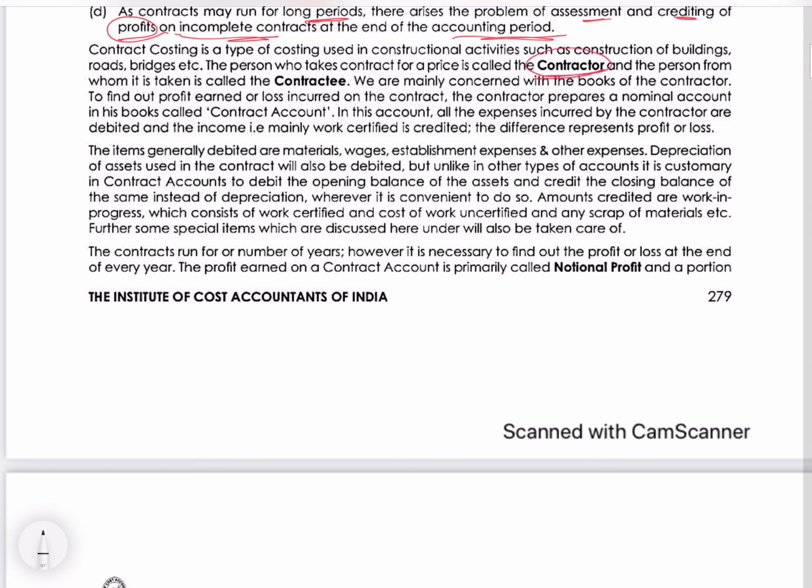The first term we come across is contractor. The contractor is the person who takes contract for a price. Means who is taking the work from you, he is the contractor. And the person from whom it is taken is the contractee. Like government gives contract for building bridges, roads to companies, public limited, private limited companies. So government is a contractee, and the companies who take that contract are our contractors. If a company has taken the contract from the government for building the road or the bridges, they are the contractors.